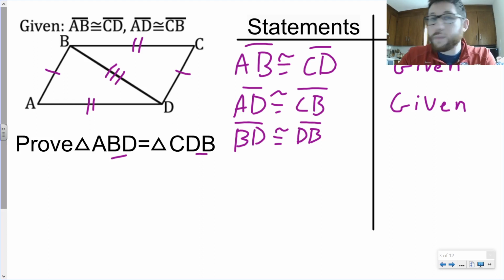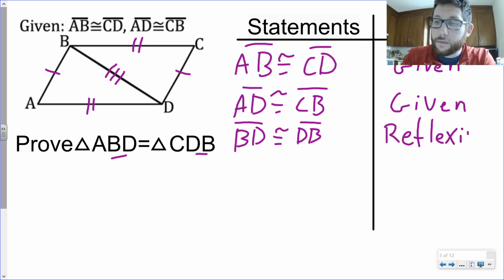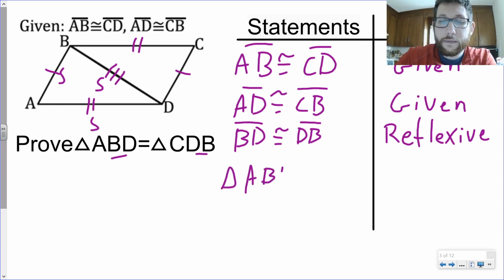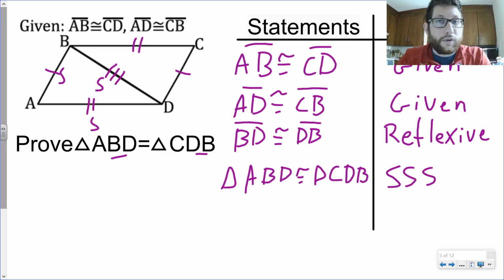So why do I know BD is congruent to DB? Well, we know reflexive sides, or just say reflexive. All right, I've got at least 3 statements. There's nothing else I need to add here because now I have congruent triangles. So I've got side, side, side. So I can say triangle ABD is congruent to triangle CDB, and all of that is by side, side, side. And my proof is done.